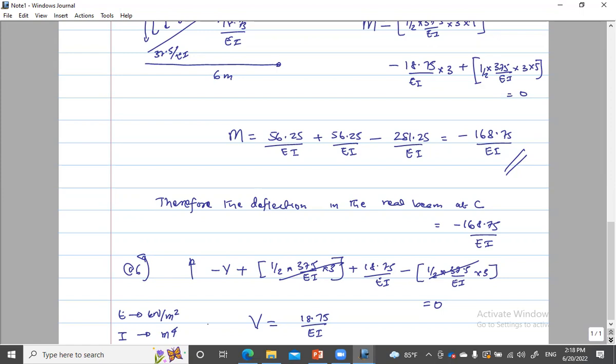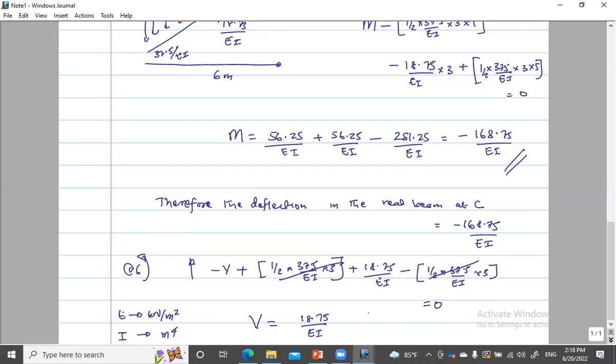And this V is giving us a positive value, 18.75 over EI. That means the slope is counterclockwise, considering the undeformed axis of the beam. That's why I told you earlier in the morning, we can't assume the slope to be 0 at C.